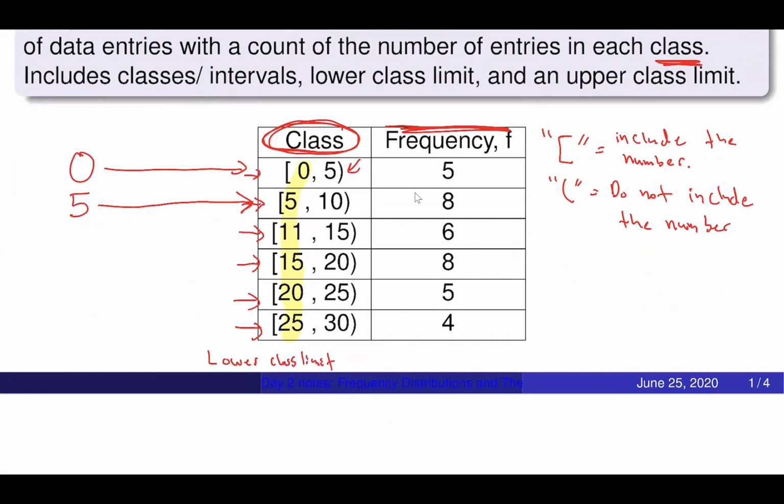For my upper class limit, I'll highlight these in blue. These are my upper class limits. And the reason they're my upper class limits is because they're telling me the highest possible value it could be, well, not including those values. So the yellow are my lower class limits, the blue are my upper class limits. Any question in regard to the lower class limit or the upper class limit?